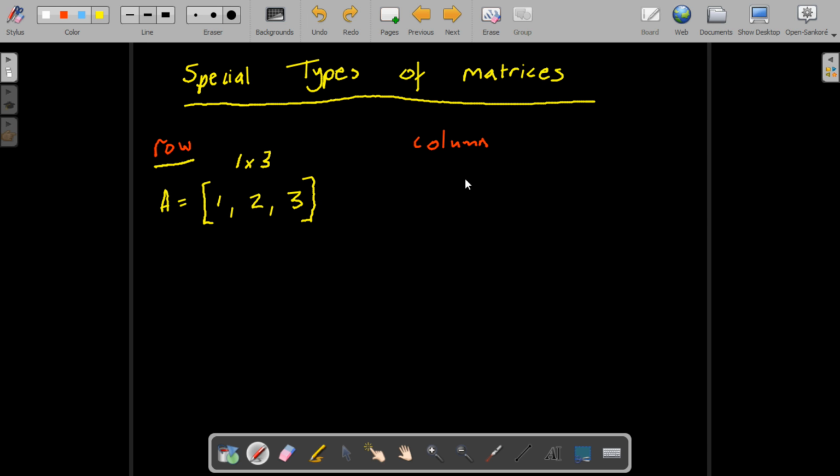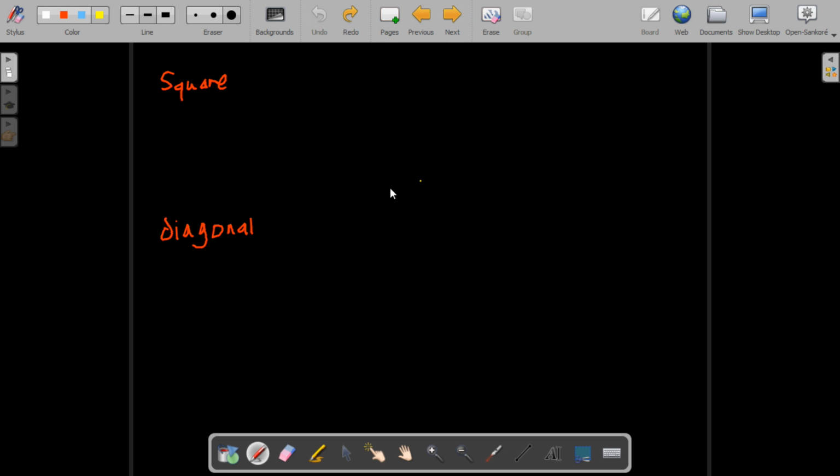And the column matrix would be the same, except we're going down the page. So that could be matrix B. We've got 3 rows but 1 column, so 3 by 1, going down the page.